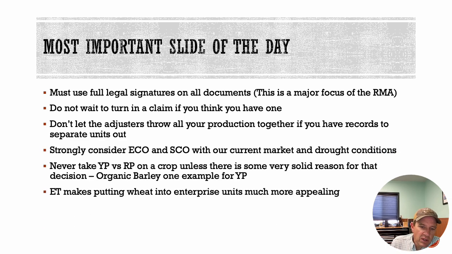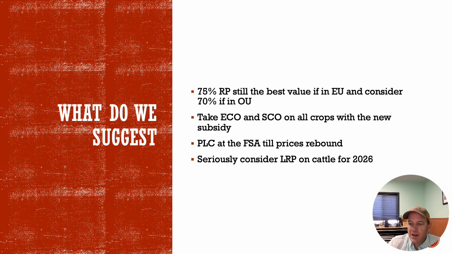And then what do we suggest? Okay, last slide. What do we suggest you do? Most guys that are at our agency are at 75% in revenue protection on most crops and enterprise units. The reason you don't go above that is because you lose a lot of your subsidy once you get above 75. It's cheaper to do that with SCO and ECO probably. And consider 70% if in optional units. Take ECO and SCO on all crops with the new subsidy levels.